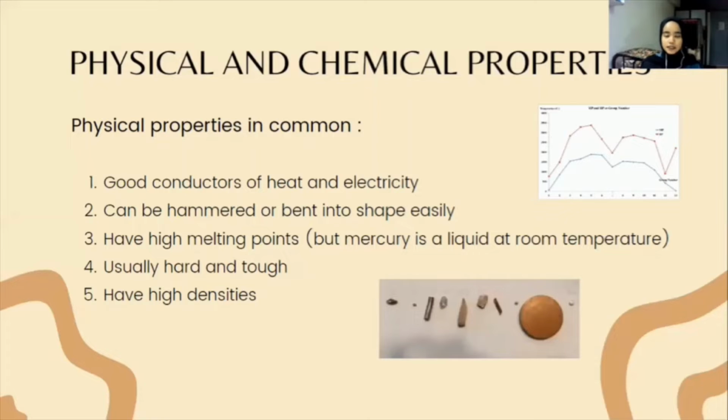Their physical properties in common are that they are good conductors of heat and electricity. They can be hammered or bent into shape easily. They have high melting points, but mercury is a liquid at room temperature. Usually they are hard and tough, and lastly, they have high densities.